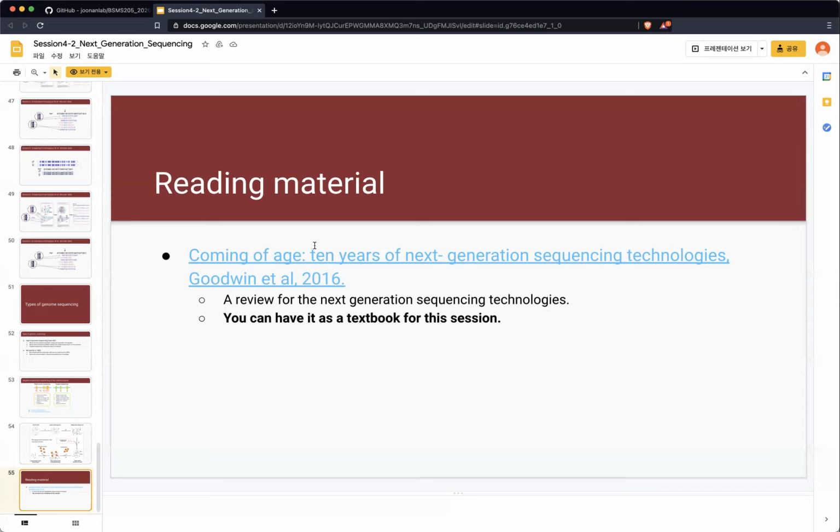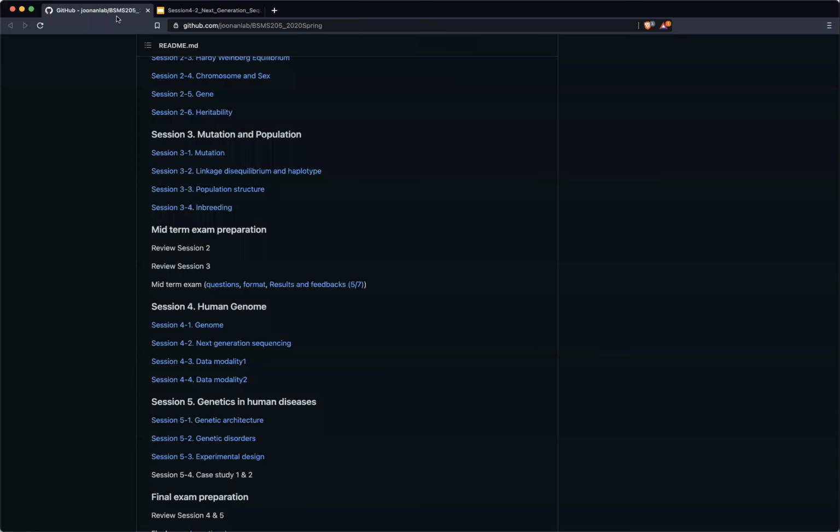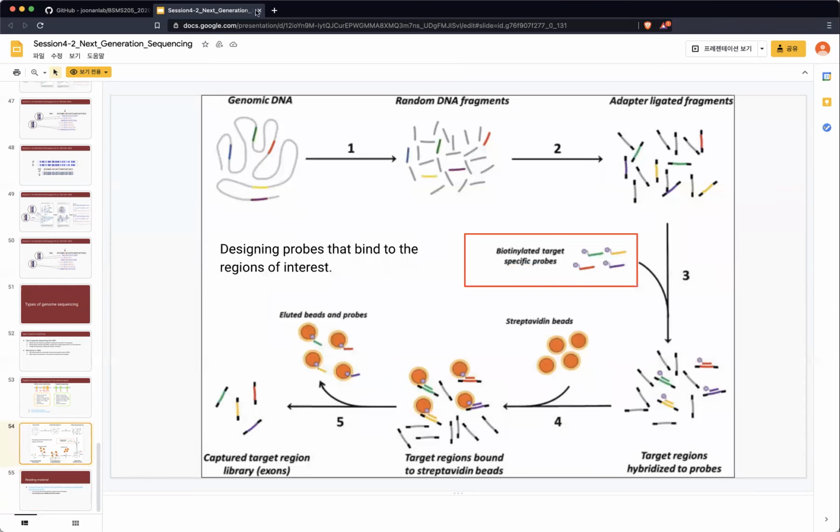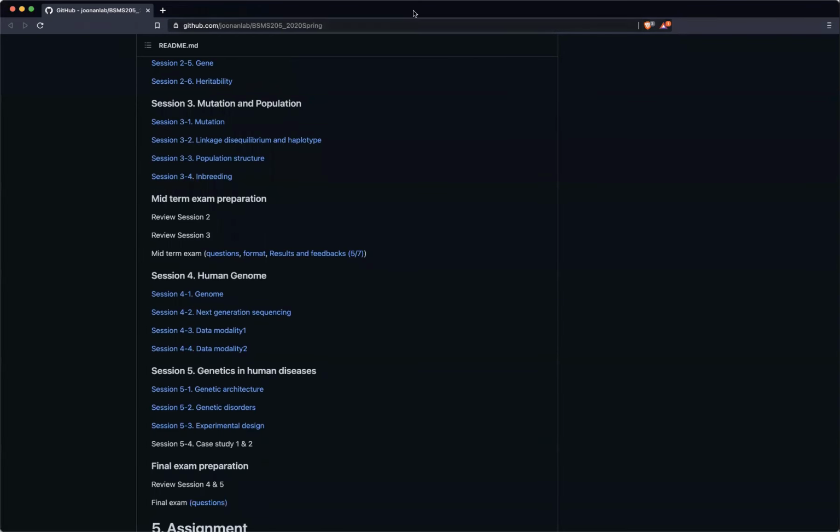So please read this review for your learning, and also keep in mind how NGS works from the DNA samples to the data generation. And we can continue to discuss the data modality of next generation sequencing. I also highly recommend reading the presentation before the class. Okay, so everything is good, and see you next Monday.